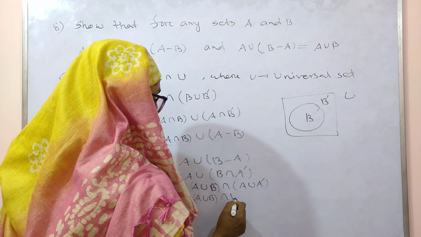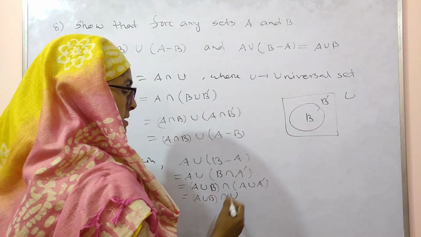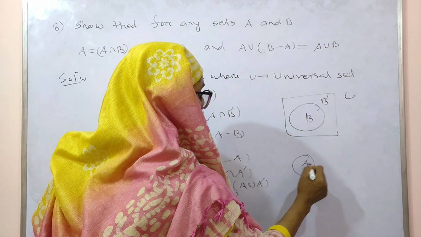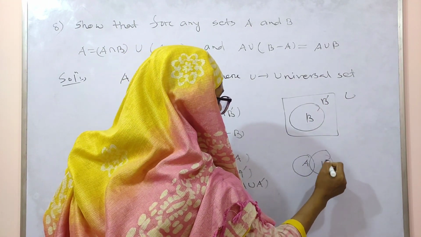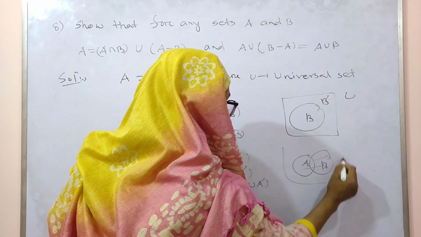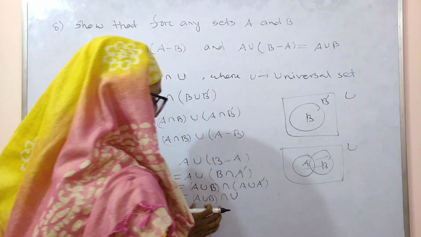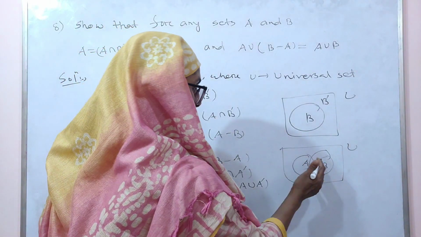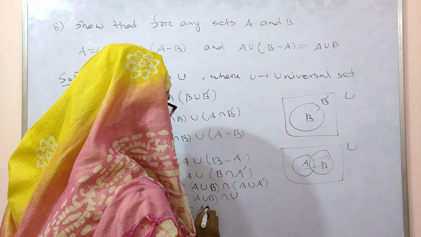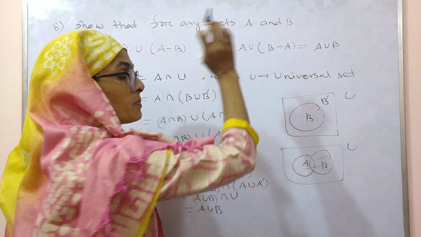Similarly, say this one is U. A union B, say this one A, this one B. A union B means the whole part, and say this one U. (A union B) intersection U, that means you will get A union B. So this is the proof of this.